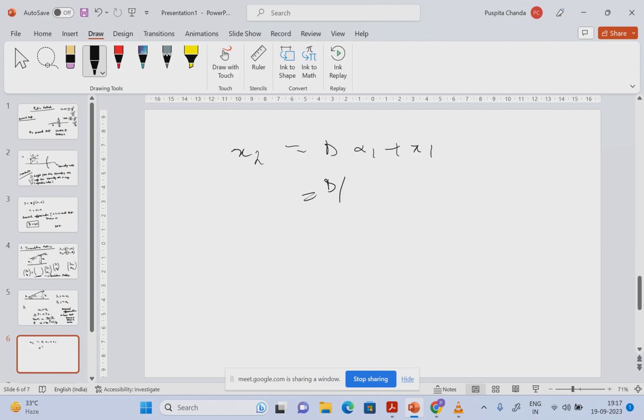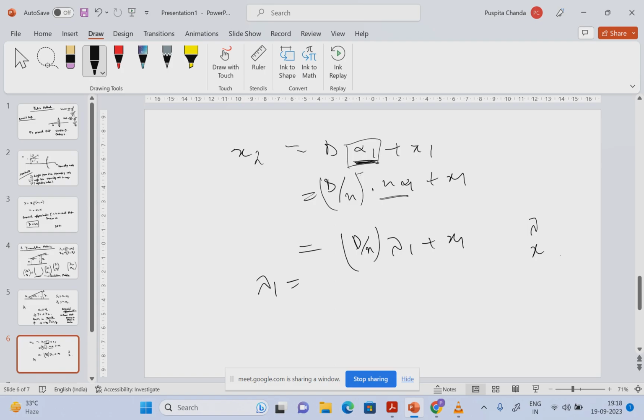So you can write x2 as d alpha 1 plus x1. But here we didn't count the refractive index change, right? So we can write this as d by n into n alpha 1 plus x1. We need to write it in terms of lambda 1 and x1, where lambda is n alpha. That's why we divide d by n and multiply it by n. Lambda 2 is equal to lambda 1 and x2 is that. So we can write it in a matrix.